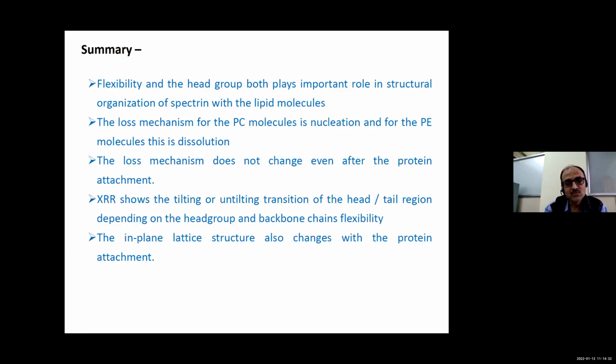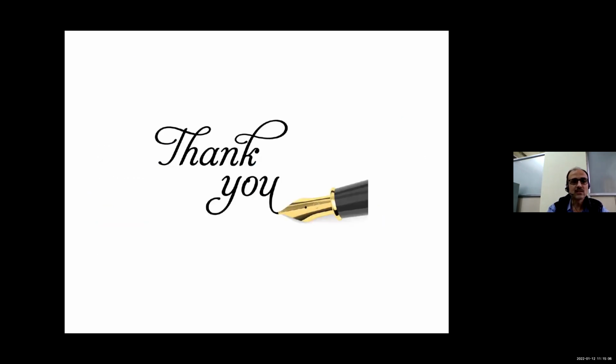So I can summarize that the flexibility and the head group both play a dominant role in the structural organization of spectrin with the lipid molecules. The loss mechanism is very different for PC and PE molecules, but this loss mechanism doesn't change with the protein attachment. And there is a tilting and untilting transition, which plays a big role in the structural reorganization of the molecules. With this, I would like to thank the listeners for this talk, and thanks.